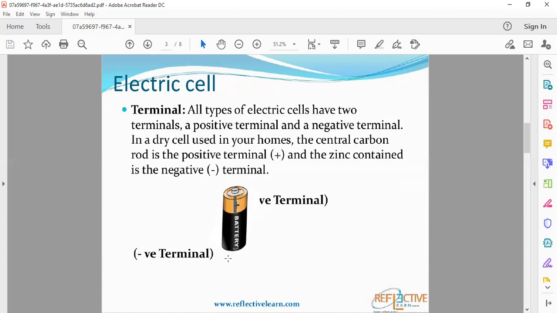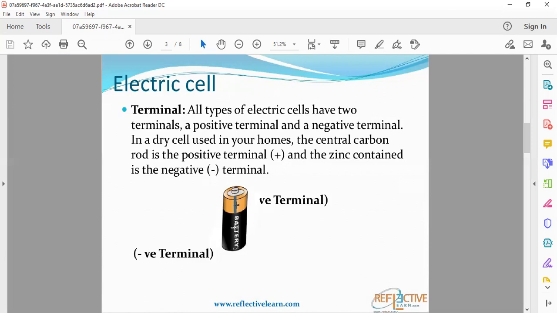So again, I'm repeating, all electric cells have two terminals. One is a positive terminal and the other is a negative terminal. You have to check on which side we have to use the positive terminal and on which side the negative terminal. So children, an electric cell provides electricity from the chemicals stored inside it. And when those chemicals are used up, the electric cell stops working. You must have seen that after some months or years they stop working, which means the chemical present inside the electric cell has exhausted.